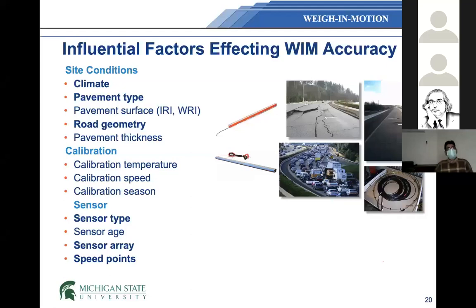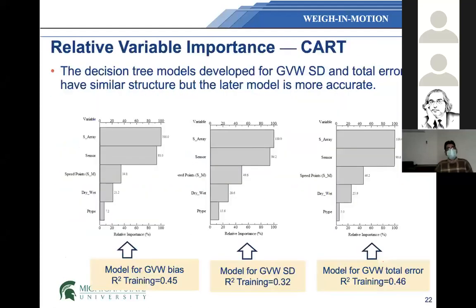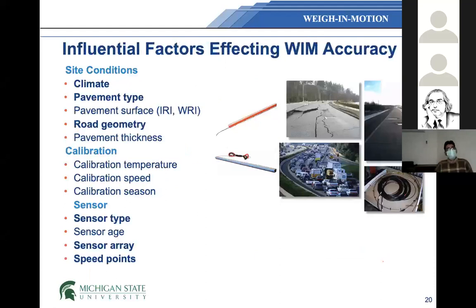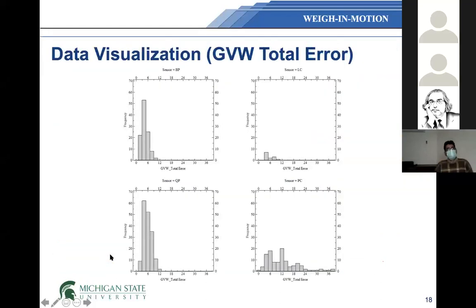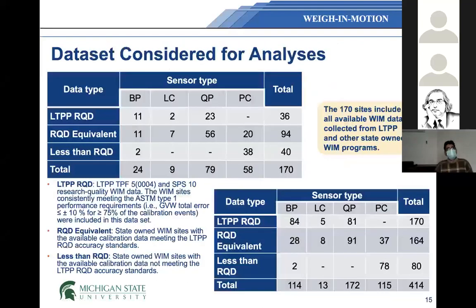Sensor array: we can do multiple sensors in one lane or in the different wheel paths. So this is important. If you have more sensor arrays, your system will be more accurate.